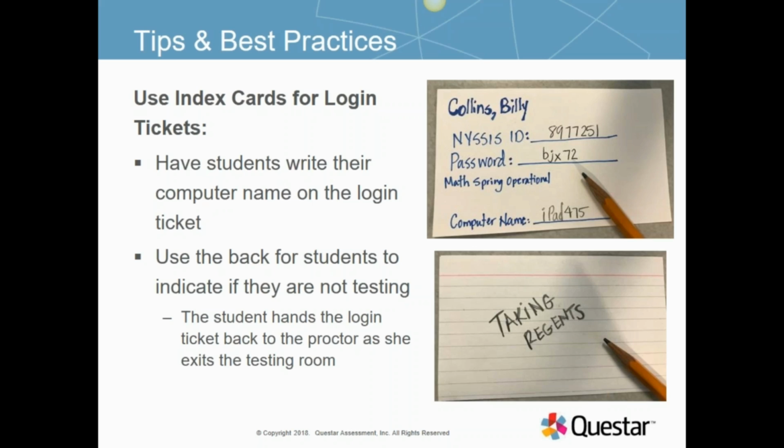And then what about students who might not be taking the test, but are sitting in the testing location? You can have those students turn that index card over and write why they're not taking the test, such as taking Regents. Have that student stand up, walk up to the proctor, and hand the proctor that login ticket that has the not-testing code indicated on the back of it. Then the student can leave the classroom and do something else during that time, if that's what your district has organized for the students. Okay.